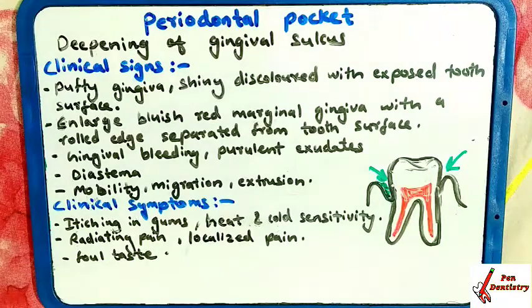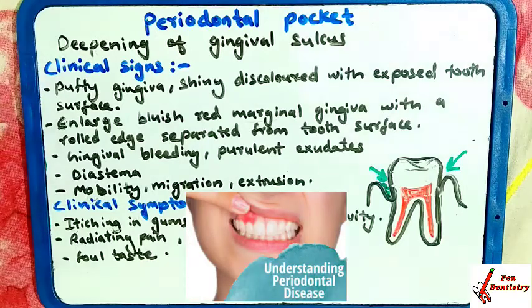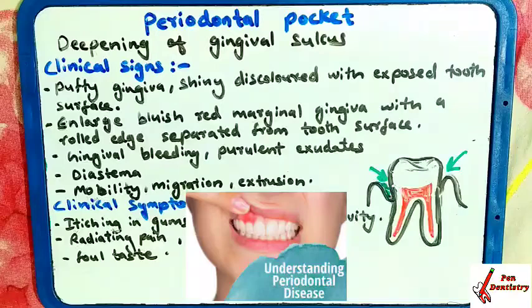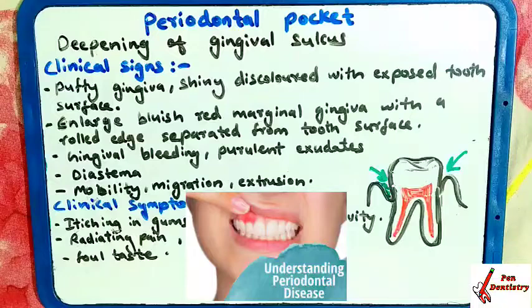What are the clinical features of periodontal pocket? Signs and symptoms, today we are going to see. First, we are going to see the signs. The sign of periodontal pocket is a puffy gingiva. Puffy means swollen gingiva, shiny, discolored, with exposed tooth surface. The shiny gingiva with discoloration and the tooth will be exposed.